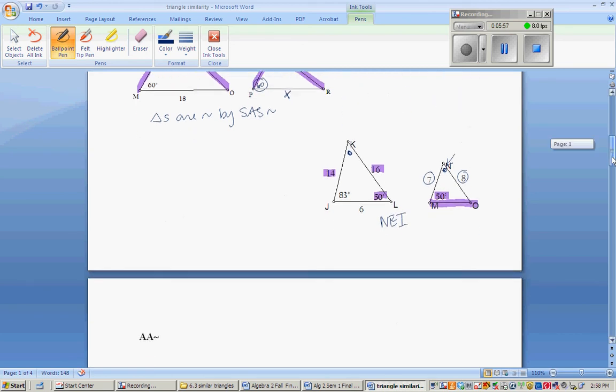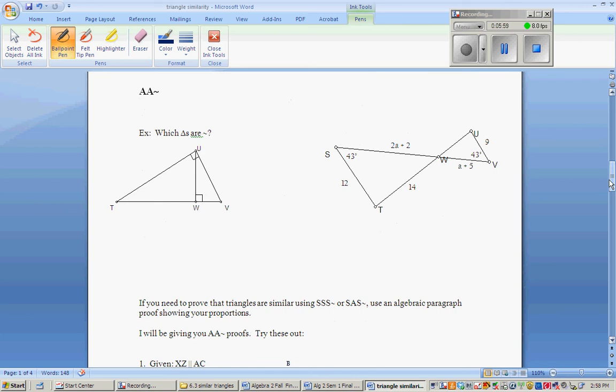So we're going to check out the last situation, which is the easiest, and it's the way that we're going to do all of our proofs. It's AA similarity. If any two angles of a triangle are congruent to the corresponding angles in another triangle, then the triangles are similar. If two angles are congruent, the third angle will automatically be congruent.